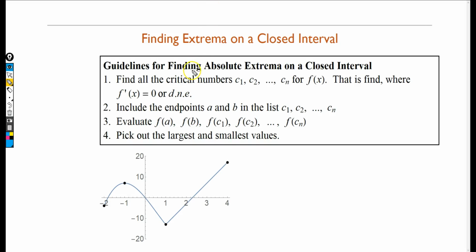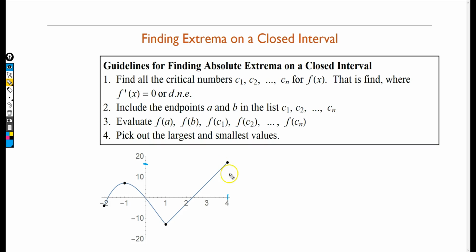In this lesson, we're going to look at guidelines for finding absolute extrema for a function over a closed interval. Before we look at these guidelines, let's consider the graph of the function that we have drawn down here. Notice that this function has an absolute maximum occurring when x is equal to 4, and the absolute maximum would be about 16 or so on the y-axis.